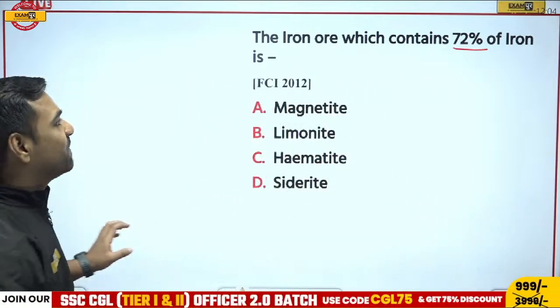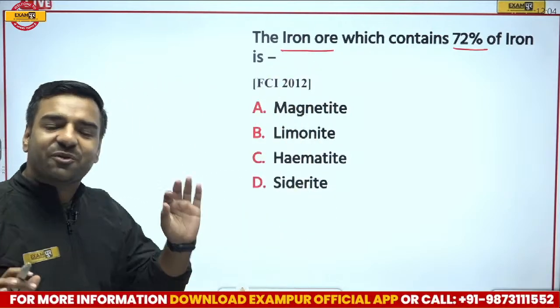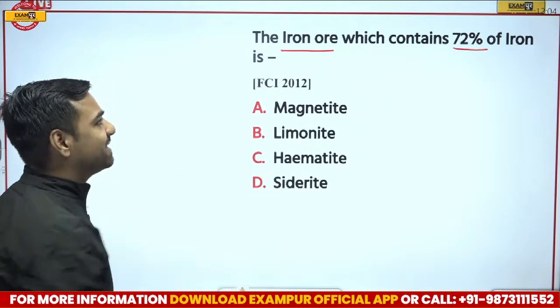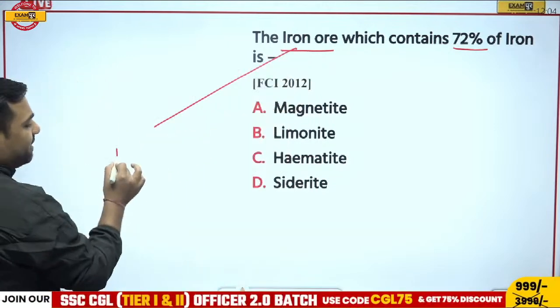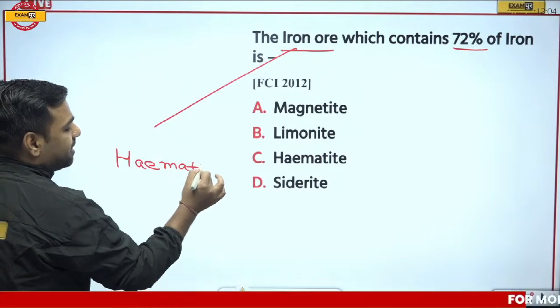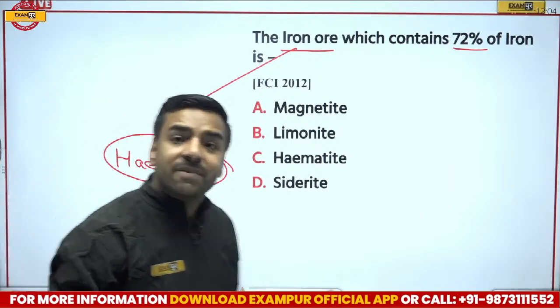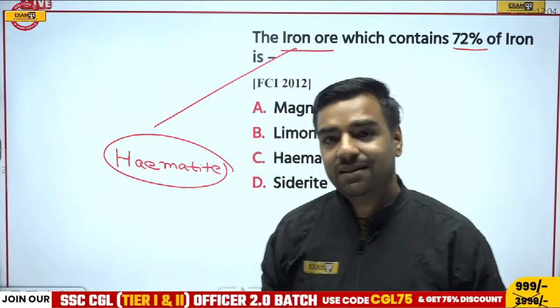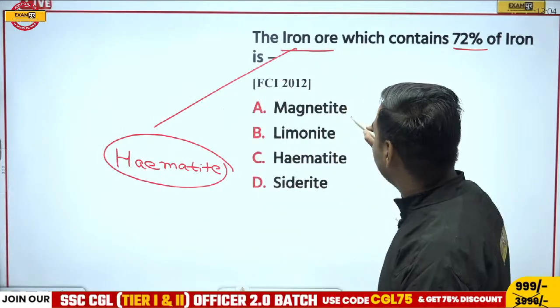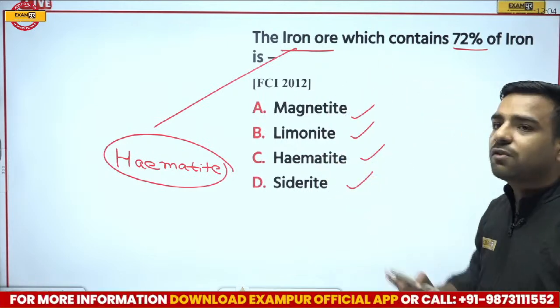Now let me tell you. If I talk about iron ore, obviously the first thing that comes into our mind is hematite, right? But hematite is not the only ore of iron. There are several other ores as well. For example, magnetite, limonite, hematite, siderite, all these are the ores of iron.